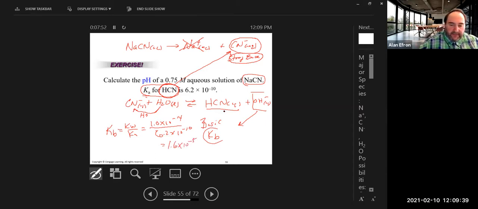Any questions up to that point there? All right, so now we pretty much have everything that we need to solve this. So I'll just rewrite the equation here. CN minus plus some water. Initially, the source of CN minus comes from the sodium cyanide, and it was 0.75, 0 and 0. Change: minus x, plus x and plus x.